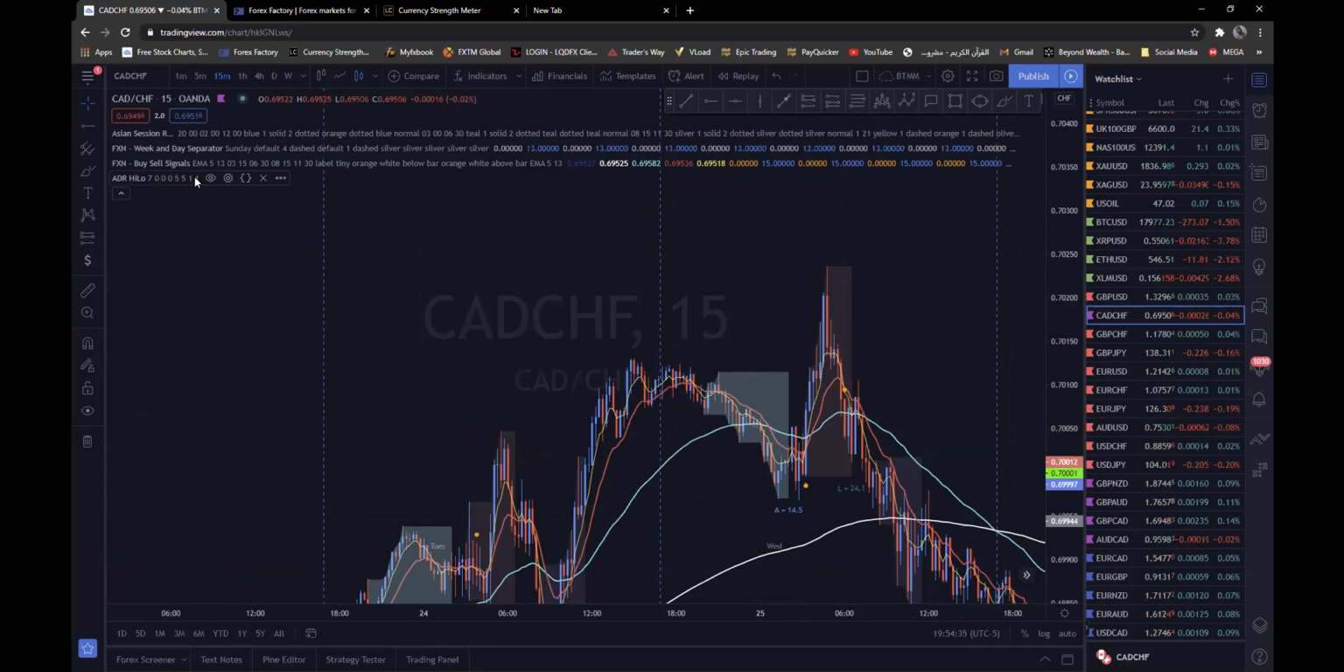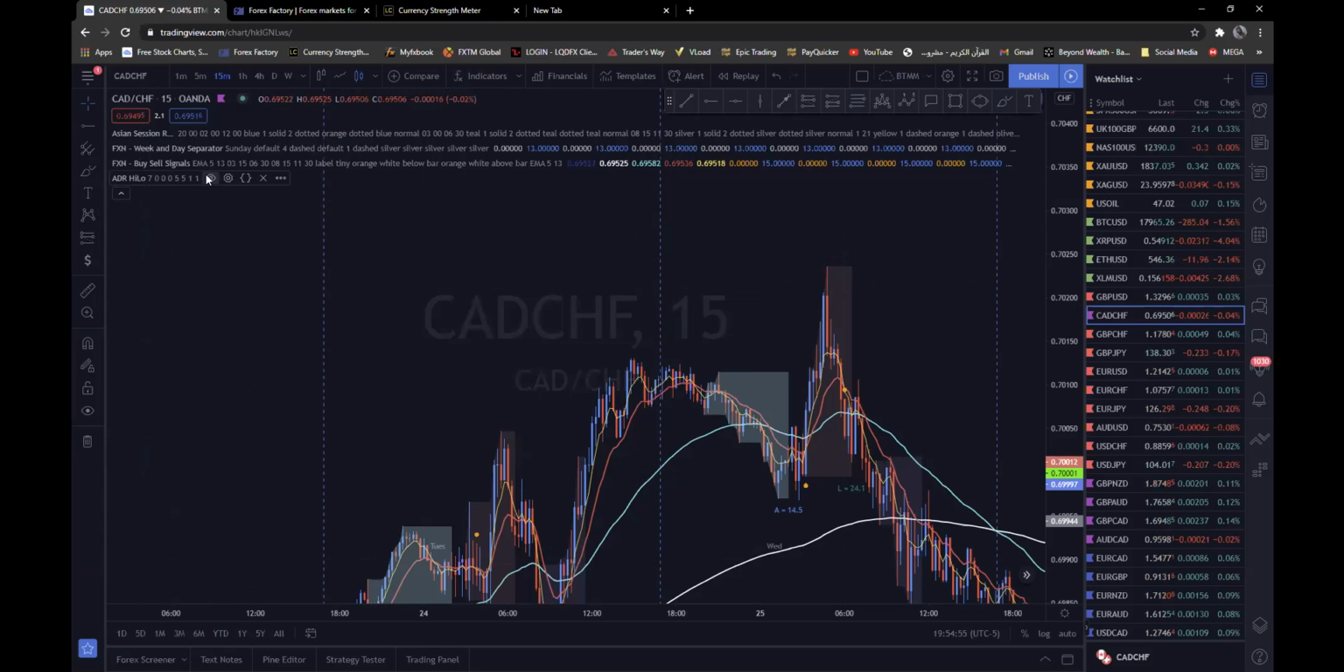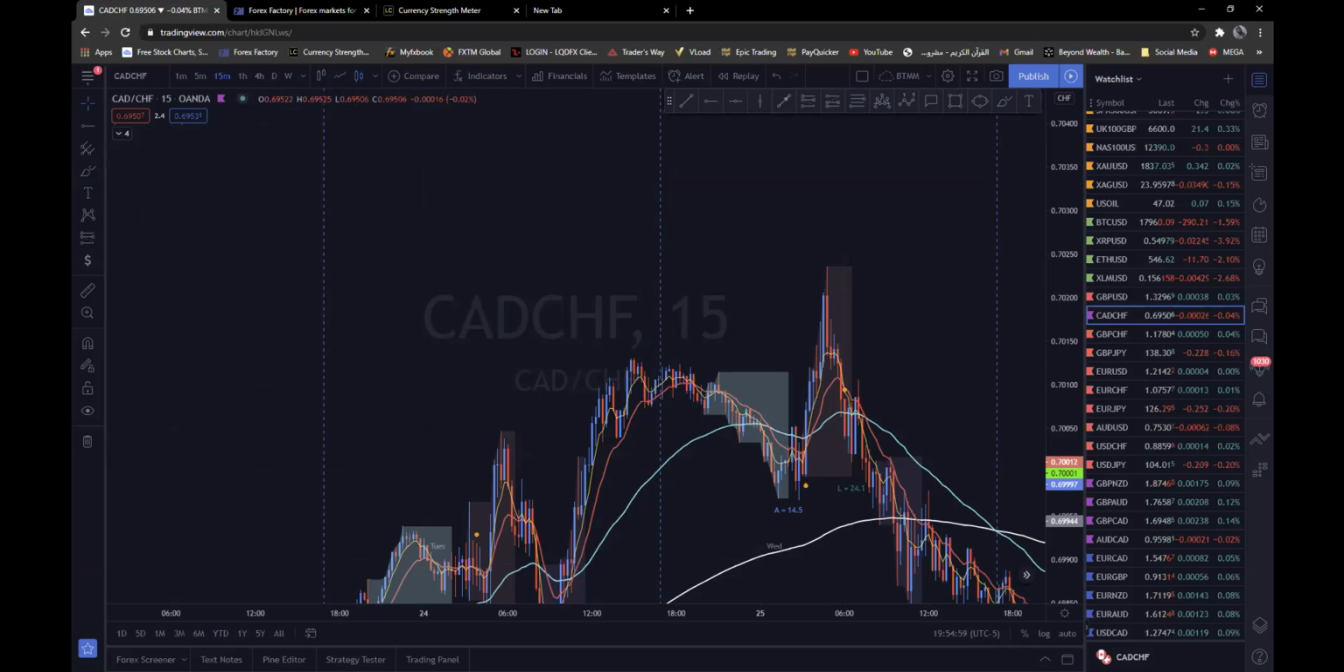And then also another indicator that I like to use is my ADR high low, which is this one. So you go to indicators and then you type in average daily range high low, which is this one right here. Average daily range high low. All right. And this one will show you the daily range for each pair when you own it. All right.